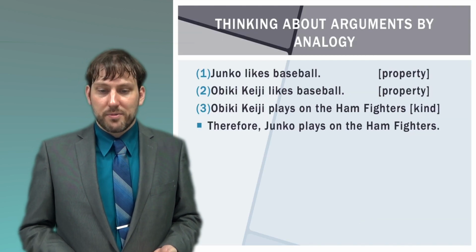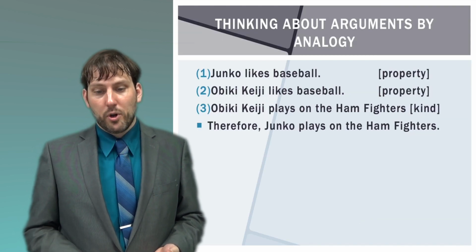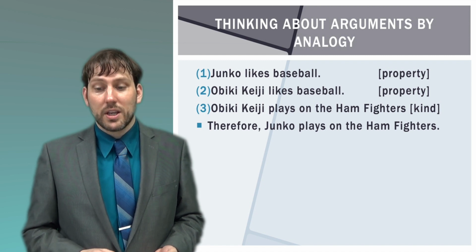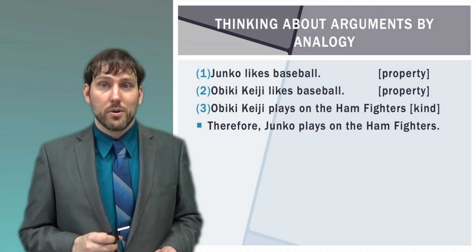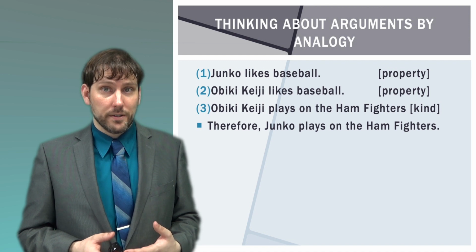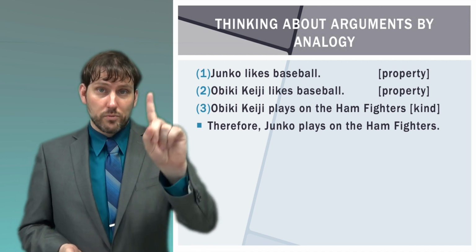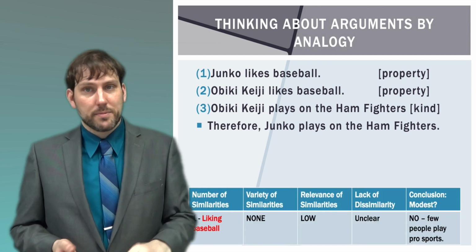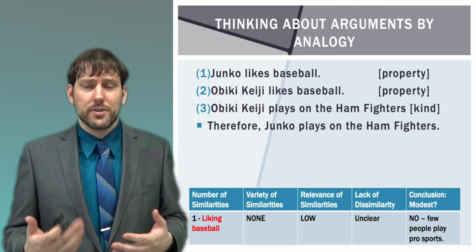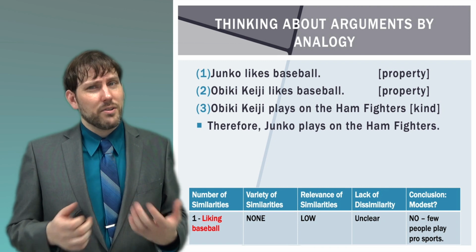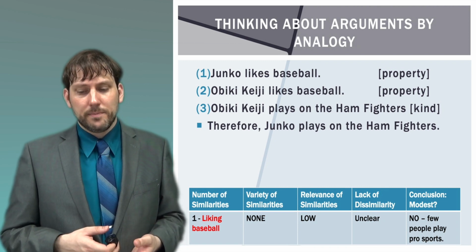So let's think about it this way. So we have Junko likes baseball. Obiki Keiji likes baseball. Obiki Keiji plays on the Ham Fighters. Therefore, Junko also plays on the Ham Fighters. So this is going to be an argument where there's one thing that is similar, liking baseball. There's no variety. There's nothing else being offered here. That's not a very important thing. A lot of people like baseball.